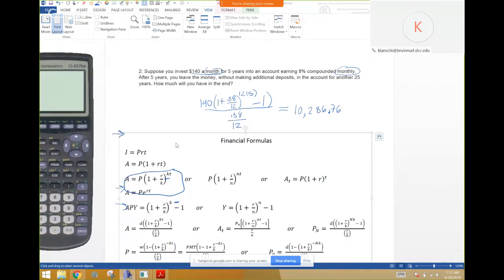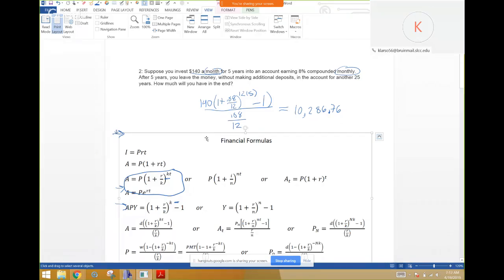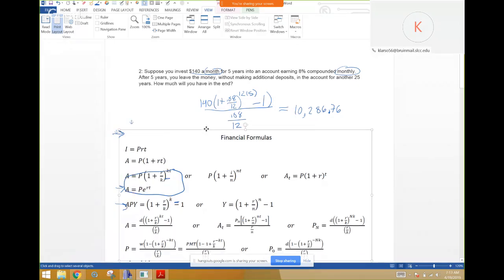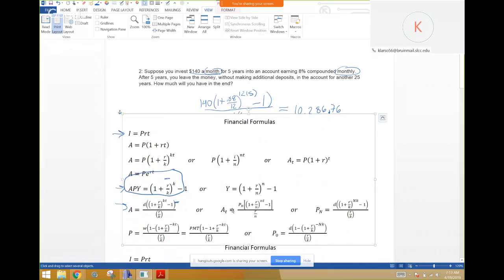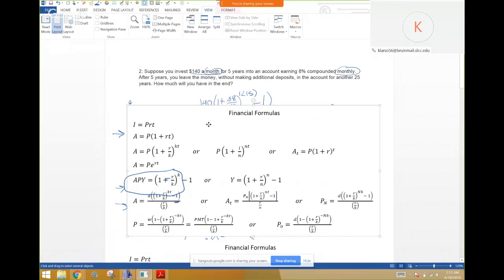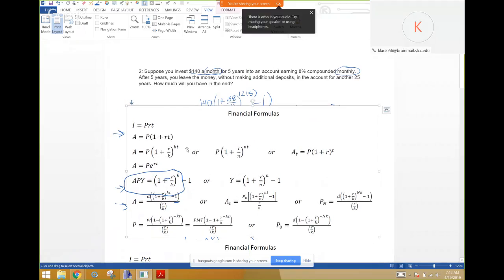Now we're not done with the problem yet, because we've got to say, if we leave that money in the account without making additional deposits for another 25 years, how much will we have at the end? So what are we going to do now with these formulas? Where I'm trying to get stuck, I want to say it's a payment. On the sheet that I submitted from one of the announcements, if the account compounds continuously, I'm not sure. So A equals Pe to the rt. If it was continuous, that is the one.